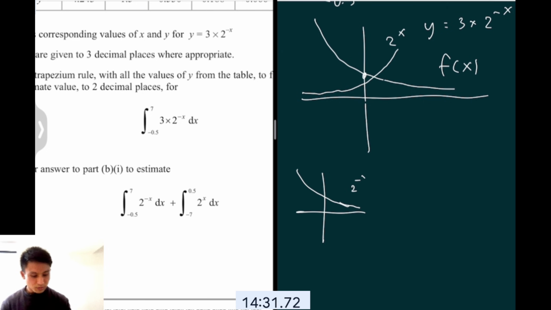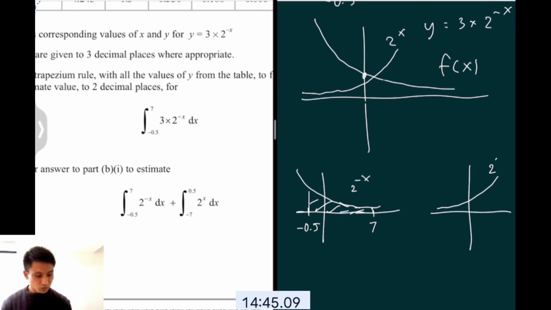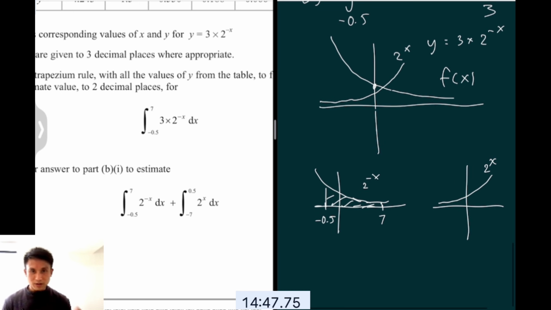So let's say this is 2 to the minus x, and you take the limits of 0.5 to, let's say 7 is around here, and the area would be underneath that, right? The integral. But when you flip to the other side, this would be 2 to the x. You see, if you flip the limits, it matches perfectly with the original, because then minus 7 would be on the other tail of the exponential curve, and 0.5 would be on the other side. And then if you integrate for the area, you get the exact same area, right?